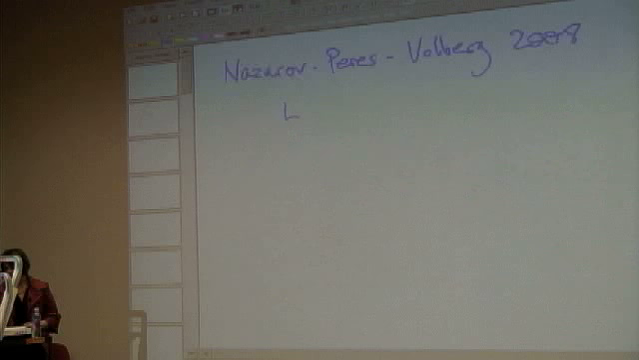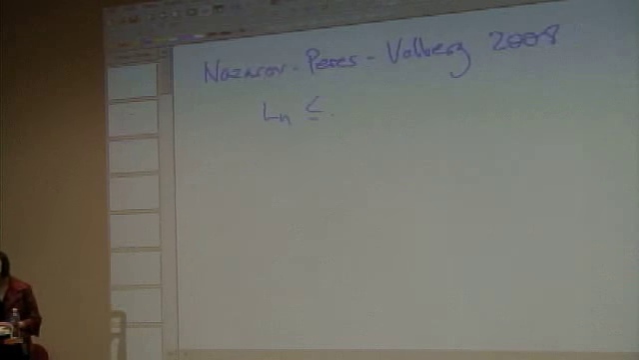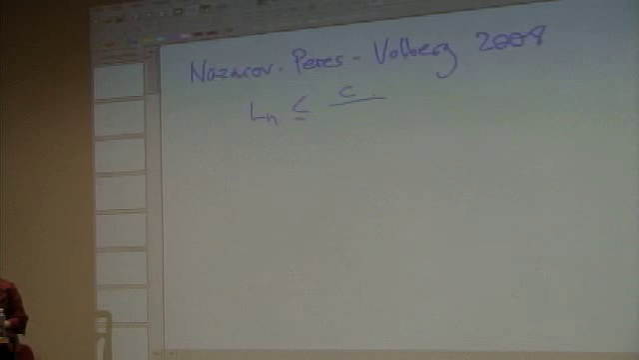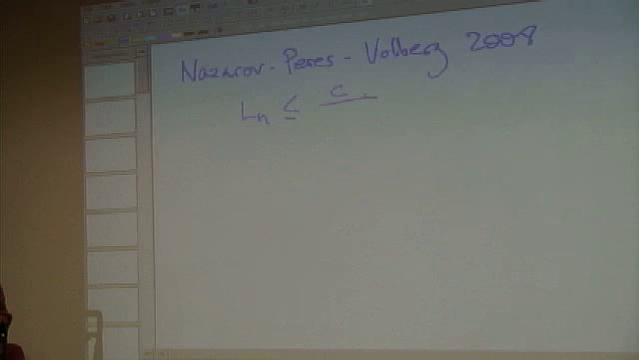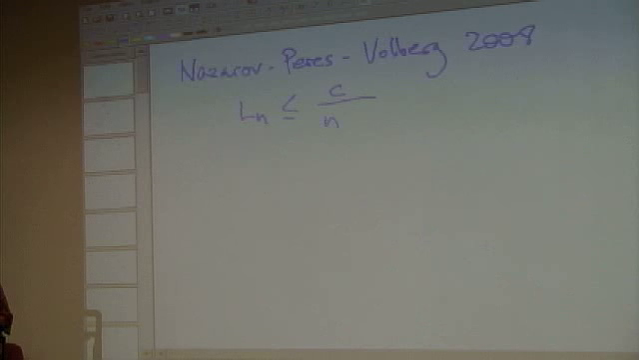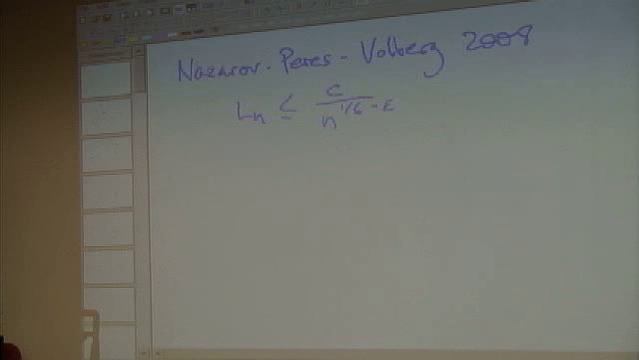They proved that Ln is bounded from above by a constant times a negative power of n. Specifically, they proved that you can take n to the 1/6 minus epsilon here for any positive epsilon.